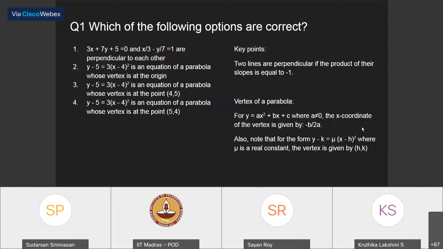Yes, please explain, Ram. You can unmute yourself and explain. Okay, the unmute option is locked. May I request the host to allow them to unmute themselves?